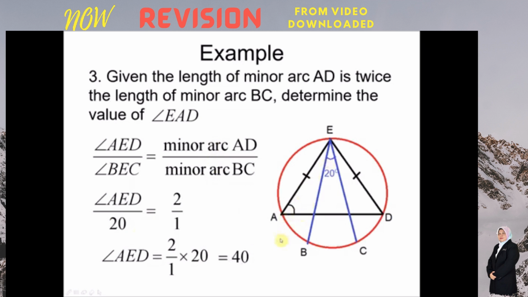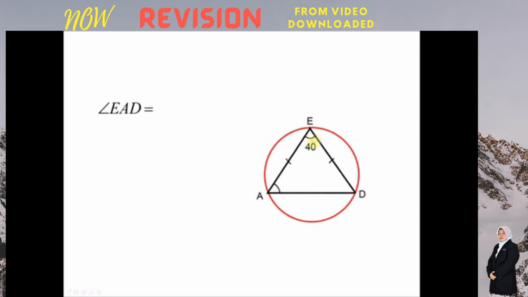But this is not done yet because we only found angle AED, which is 40. We are still looking for this. Now, if we take away the blue lines here, you have this, and we just found that this is 40. So this triangle is actually an isosceles triangle because this line and this line have equal length. So this angle and this angle, the base angles, will have the same value.